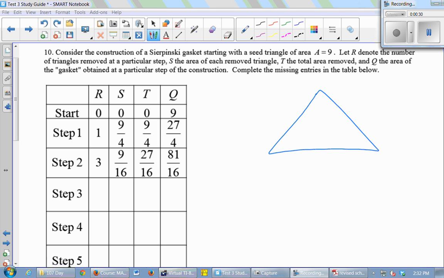All right, so here's my seed already drawn. I haven't removed any triangles, and the area of each removed triangle is 0, and the total area removed is 0. Q is the area of my gasket, so 9, because this seed triangle has area 9.